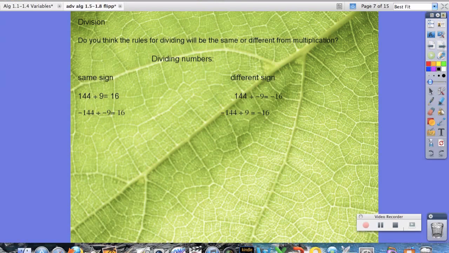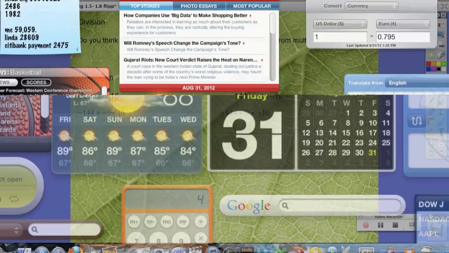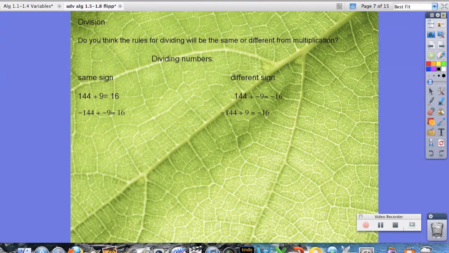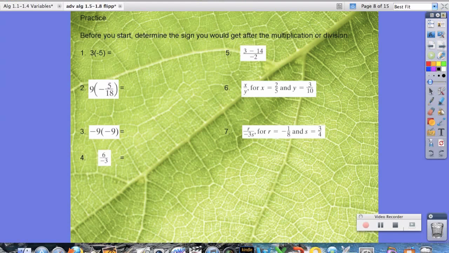Okay, so division, same idea. So do you think the rules for dividing would be the same or different from multiplication? And hopefully you said they'd be the same, and you'd be absolutely right. So let's try a couple quick practice problems. We'll go through these kind of fast, because you can start and stop and rewind if you need to.